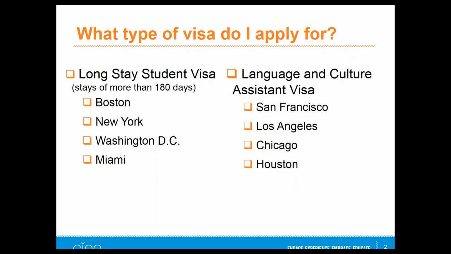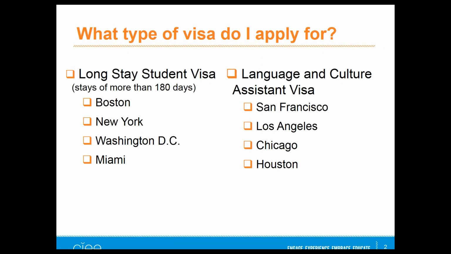You'll be applying for the long stay student visa if your consulate is in Boston, New York, Washington, D.C., or Miami. And additionally, if your consulate is in San Francisco, Los Angeles, Chicago, or Houston, you will be applying for a language and culture assistant visa.